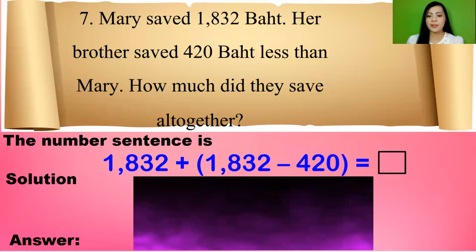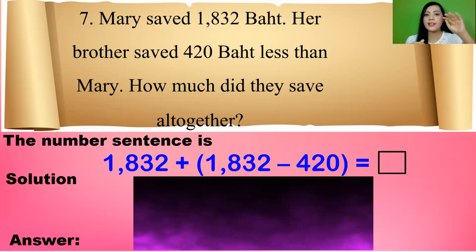So question number 7, the same thing you're going to do. There you have it. I already did the number sentence for you. All you need to do is rewrite the solution in a complete sentence. So the same thing: when you read this question, stop the video and do it by yourself in 3 to 5 minutes. After you finish, you can play the video again. Okay, number 7. Mary saved 1,832 baht. Her brother saved 420 baht less than, so that's minus, less than Mary. How much did they save altogether?